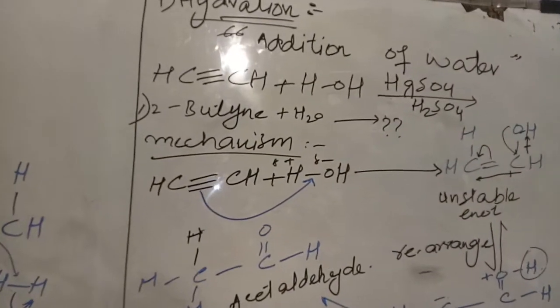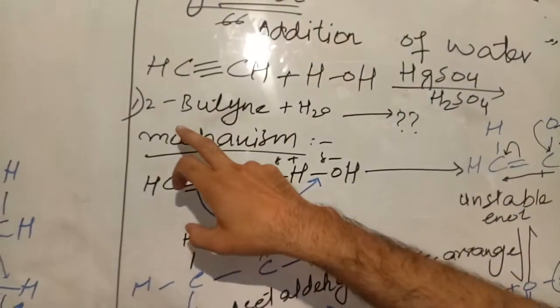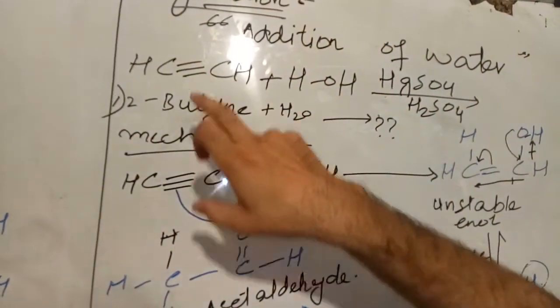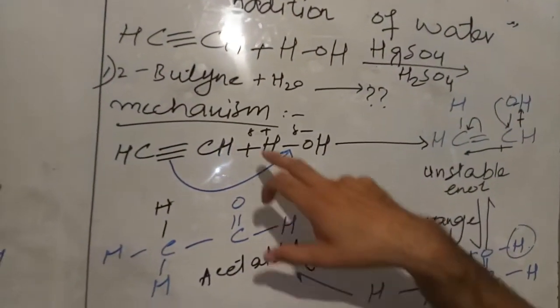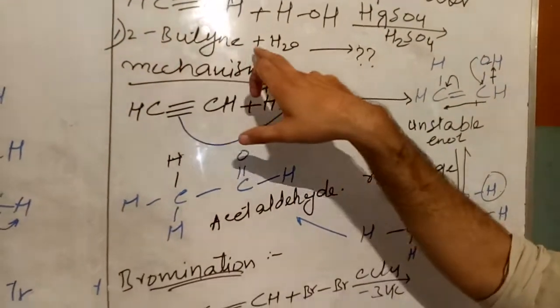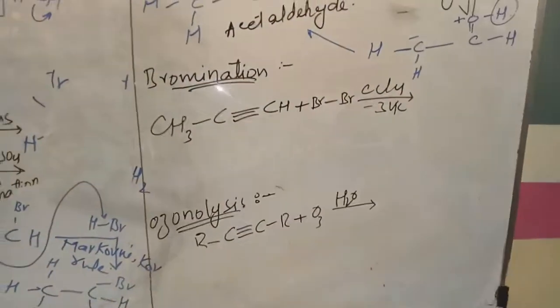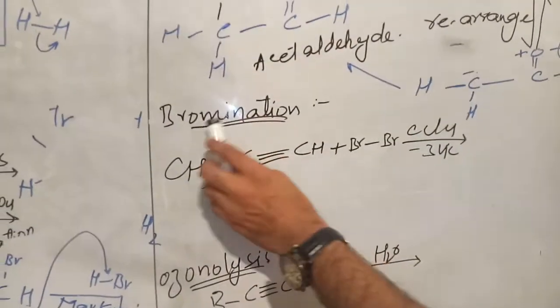So dear students, here is a home assignment for you. You must have done this. Try to react 2-butene with water by using this whole mechanism. You must try this: what happens when 2-butene reacts with water. Do it yourself. Now let's come to another reaction, that is the bromination reaction.